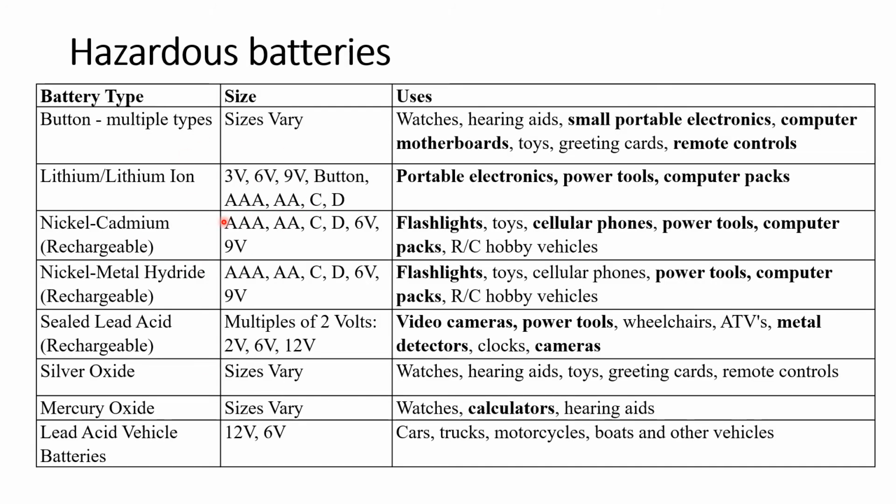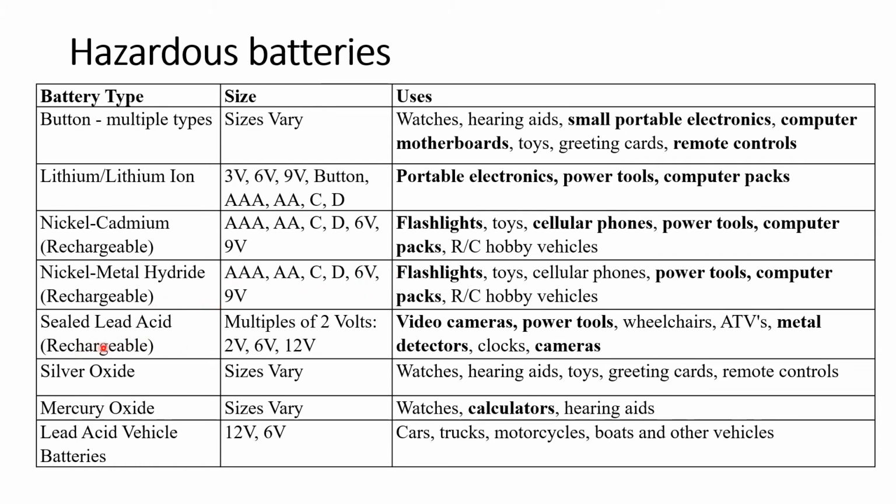Hazardous batteries. Button batteries come in multiple types, and sizes also vary. They can be used in watches, hearing aids, small portable electronics, even a computer motherboard. You see, this is a circular battery. Lithium ion batteries come in different sizes, and different small equipment can use all these sizes of batteries. Nickel cadmium is also almost the same size. Nickel metal hydride is also the same size.